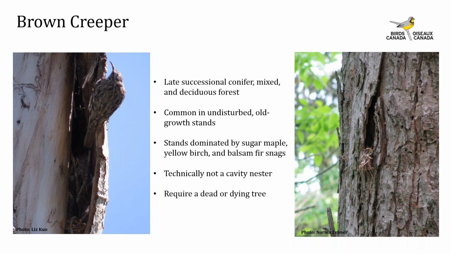So a brown creeper's preferred habitat is late successional stages of coniferous, mixed, and deciduous forests, and they are especially common in undisturbed old-growth stands. In northern hardwood forests, their abundance appears to be highest in old stands dominated by sugar maple and yellow birch with balsam fir snags. Brown creepers are technically not cavity nesters, but they do require similar habitat features as a cavity nester in that they need dead or dying trees for feeding and nesting.